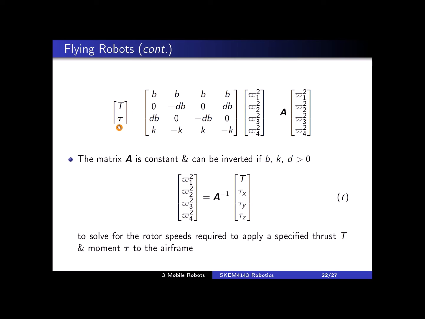So if thrust and tau are given by A multiplied by this, the angular speed squared is given by A inverse multiplied by T and tau. And this is used to solve for the rotor speeds required to apply a specified thrust T and moment tau to the airframe. So now, if I know I need a specific value of thrust and specific values of tau x, tau y, and tau z, I can compute the angular speed that we need to generate in our quadrotor.